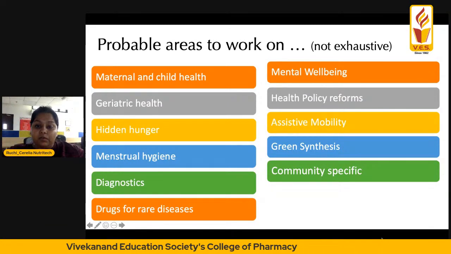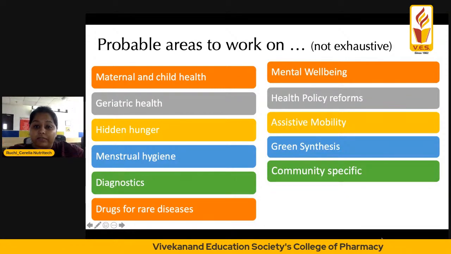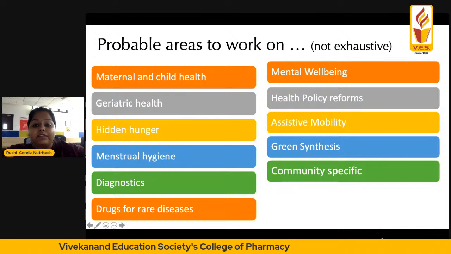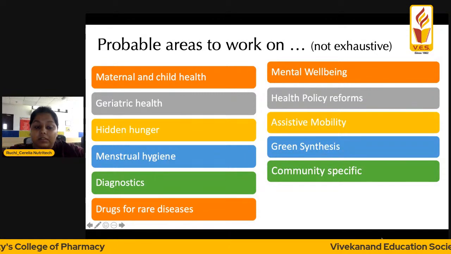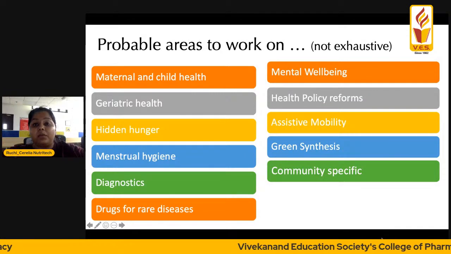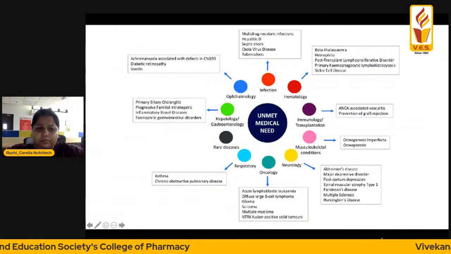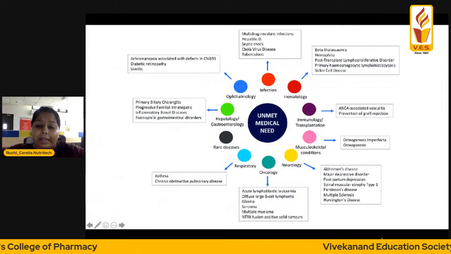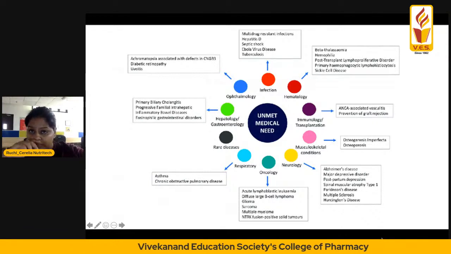Another area where you could work on is community-specific. So I know one disease which is very specific to fishermen in the East Godavari district. If there is a certain community, say mine workers, they face certain healthcare problems. So if we can develop some products which would help in making their lives better, this will have a lot of social impact. So how you can identify these problems is look at unmet medical needs which are there.